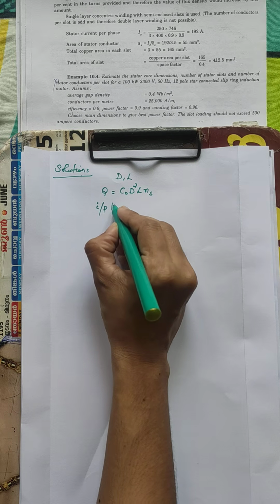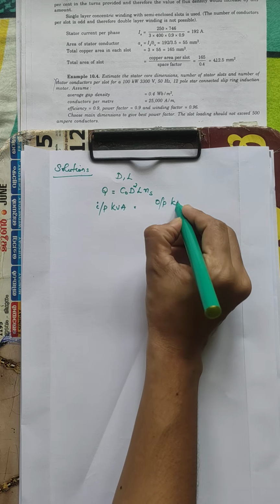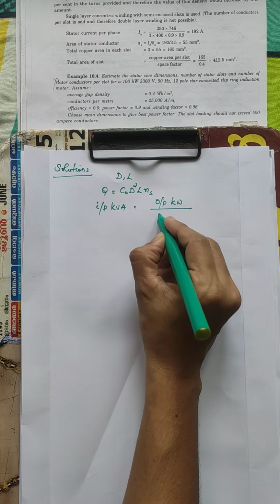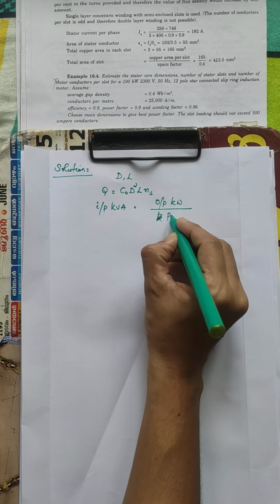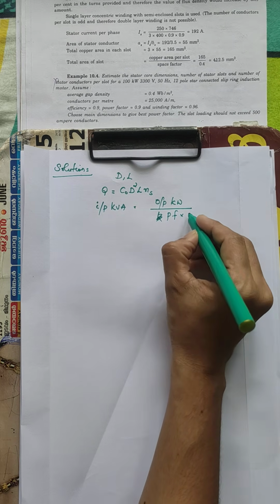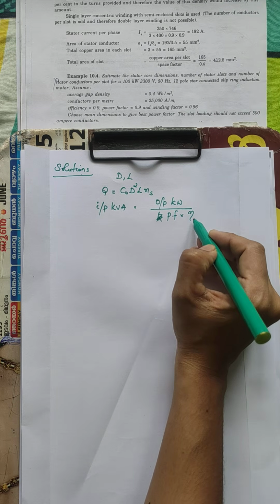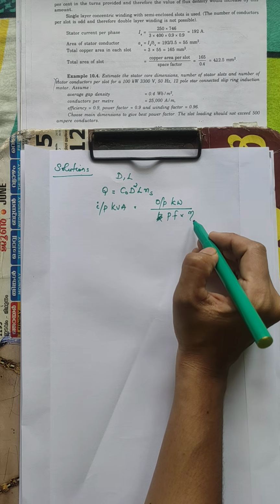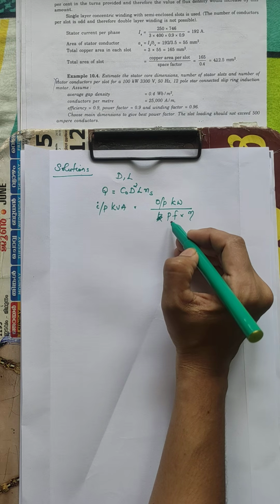So we can calculate input kVA as output kilowatt rating divided by power factor into efficiency. Output kilowatt divided by efficiency, output by efficiency gives the input power in kilowatt. Then input power in kilowatt divided by cos phi gives the input power in kVA.